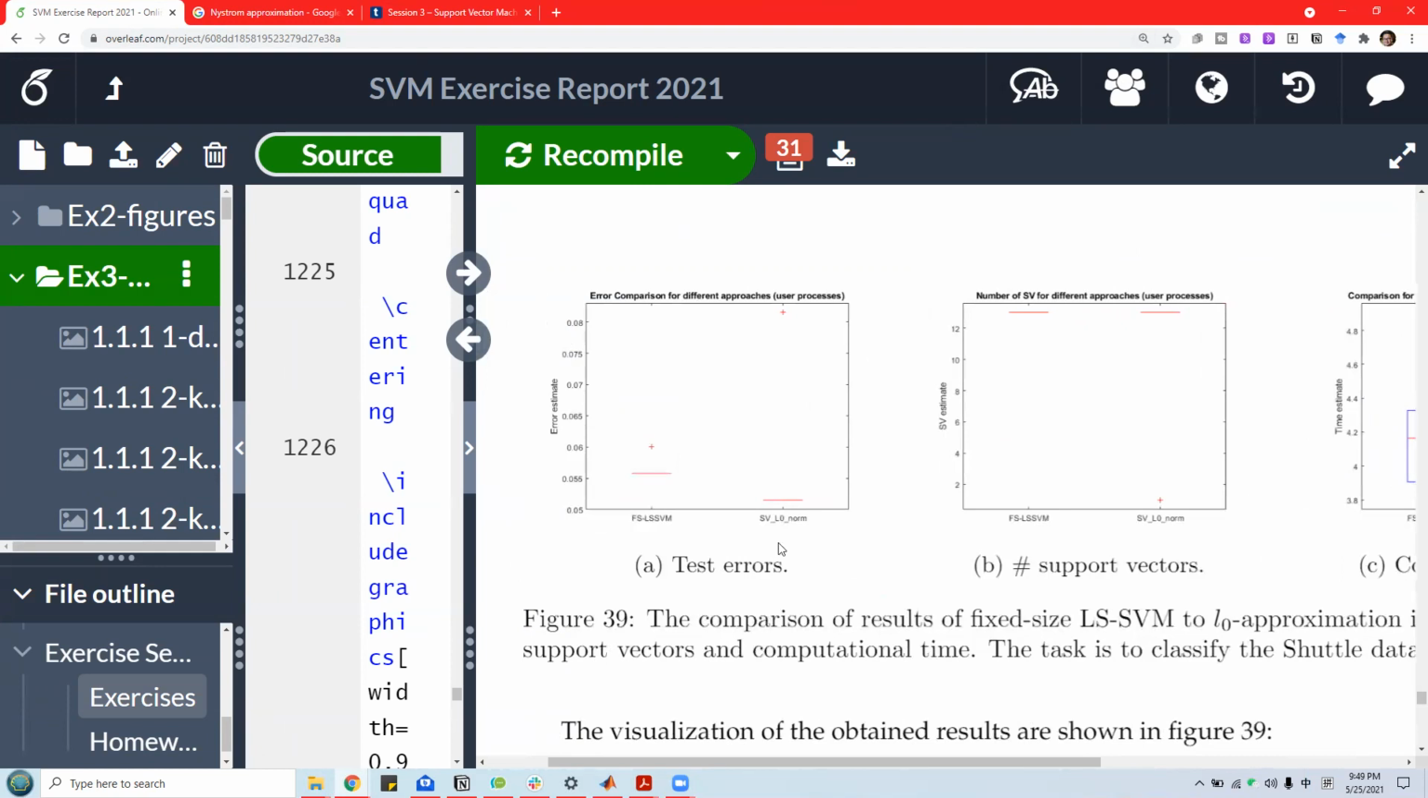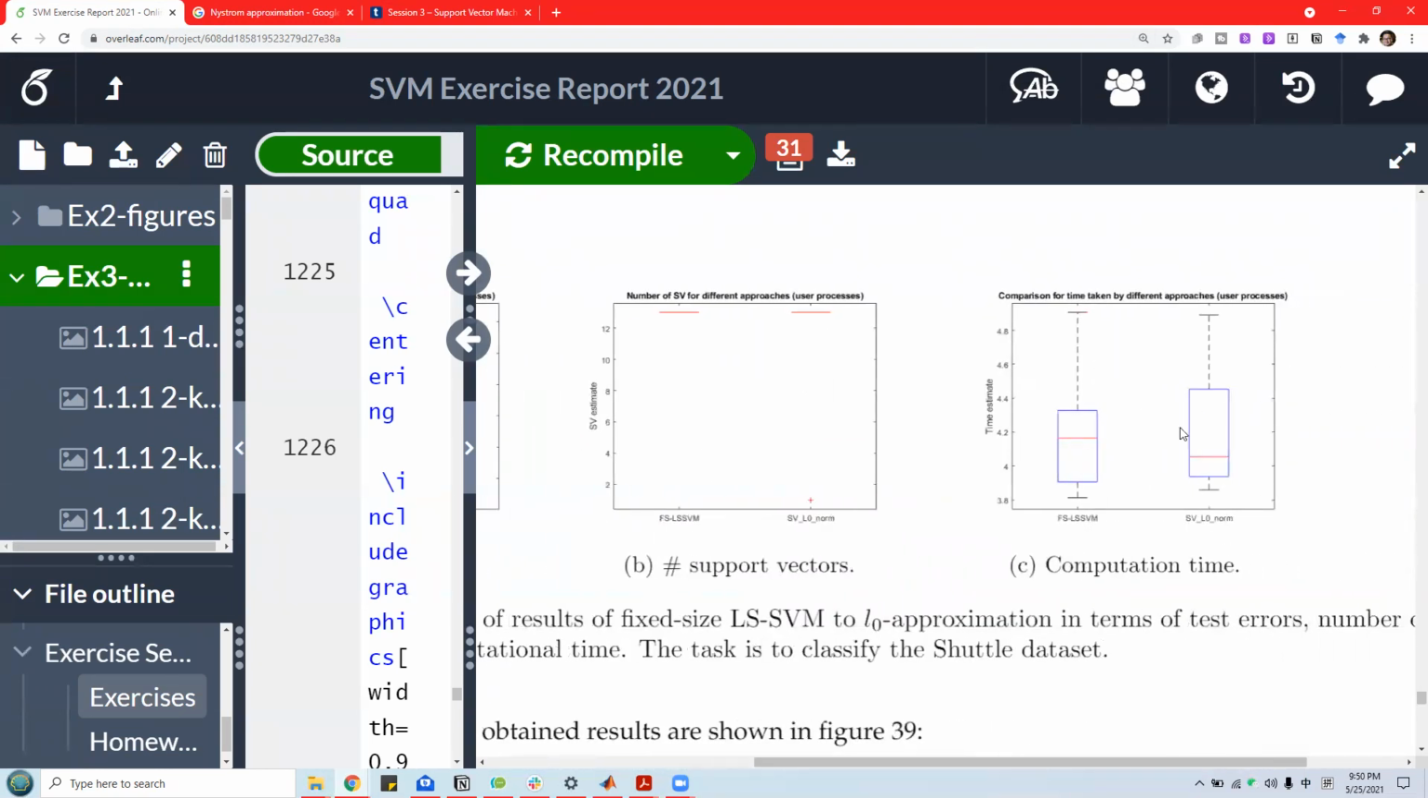Again, this one seems to be like the error 1 norm has a lower test error. And the support vectors I get are again pretty much the same. And this one is again the computation speed. I think they are just close. Sometimes maybe you get one higher than another, but they are very close.